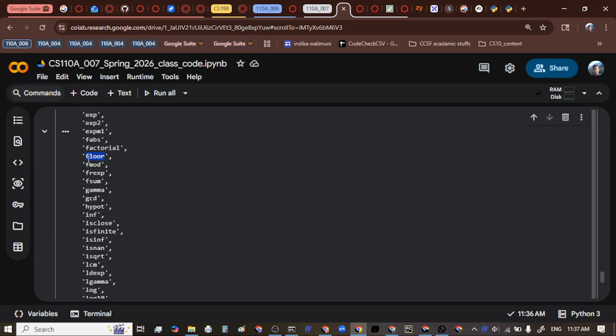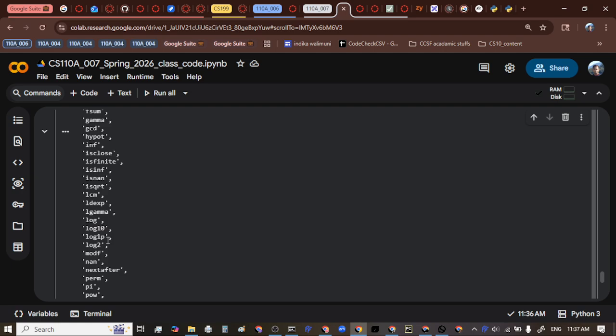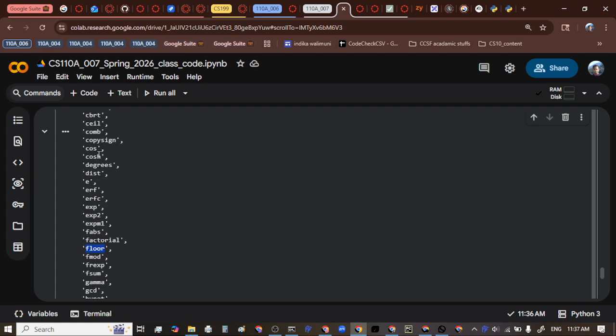I think it's towards negative infinity, but you guys can check. And then the ceiling function, this one right here, it's actually round towards positive infinity.